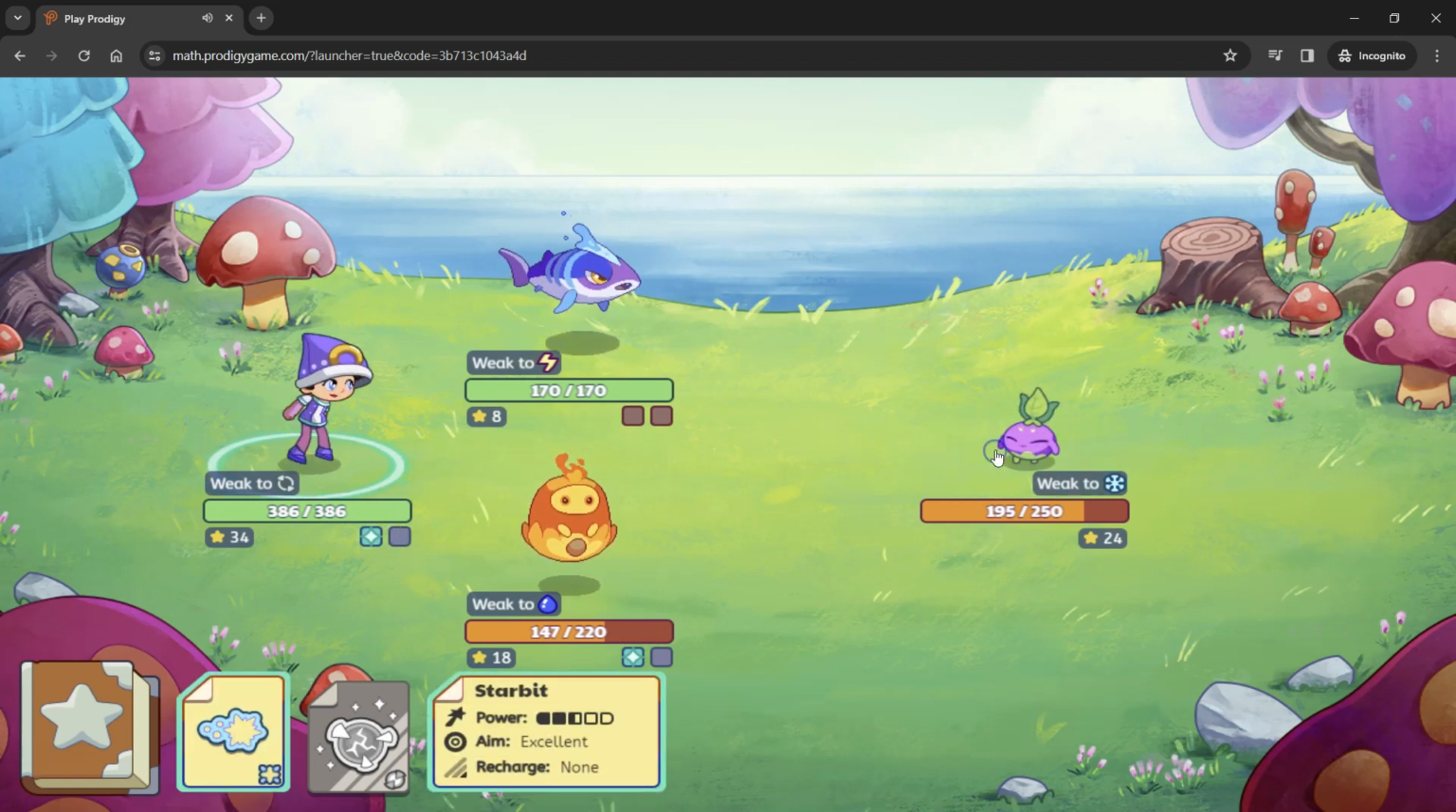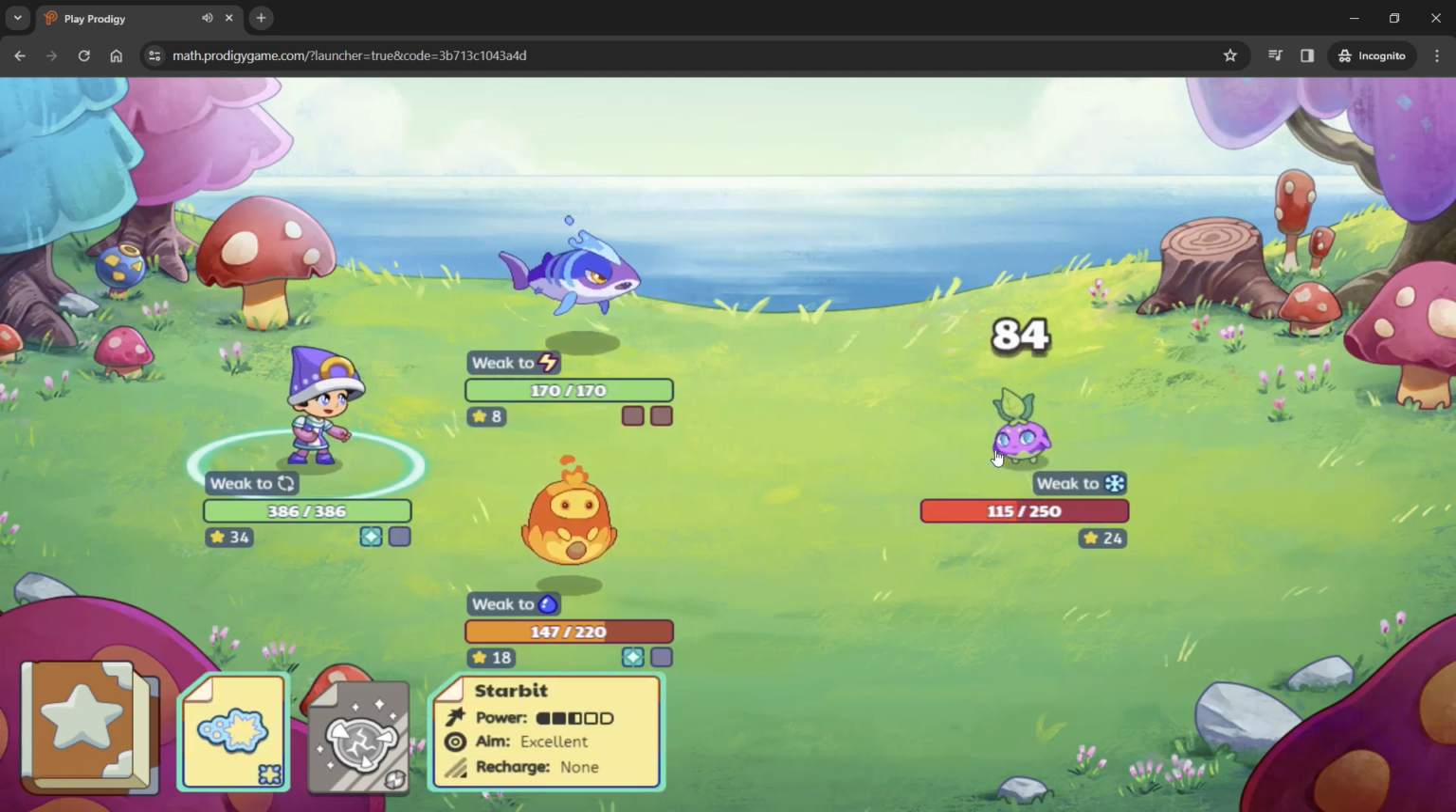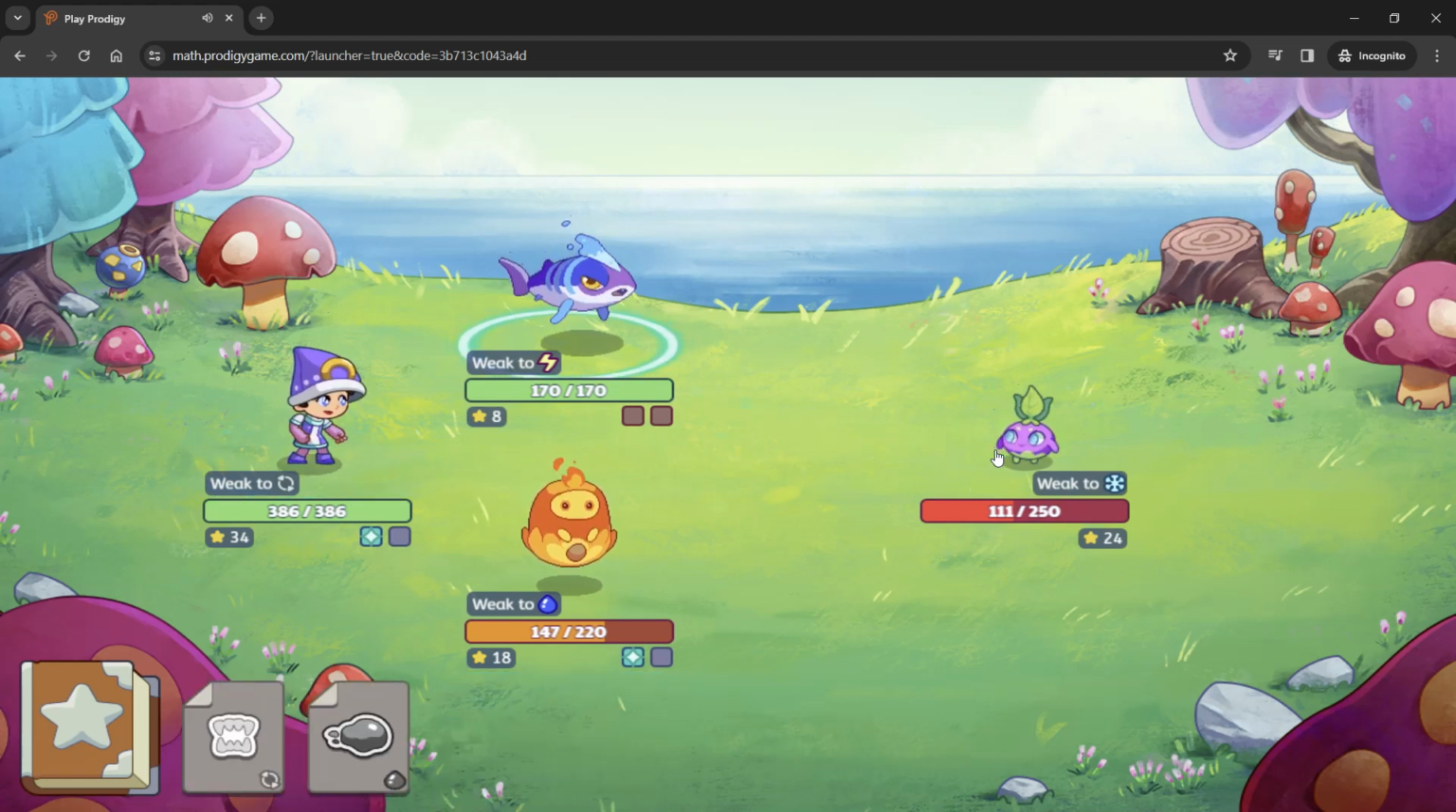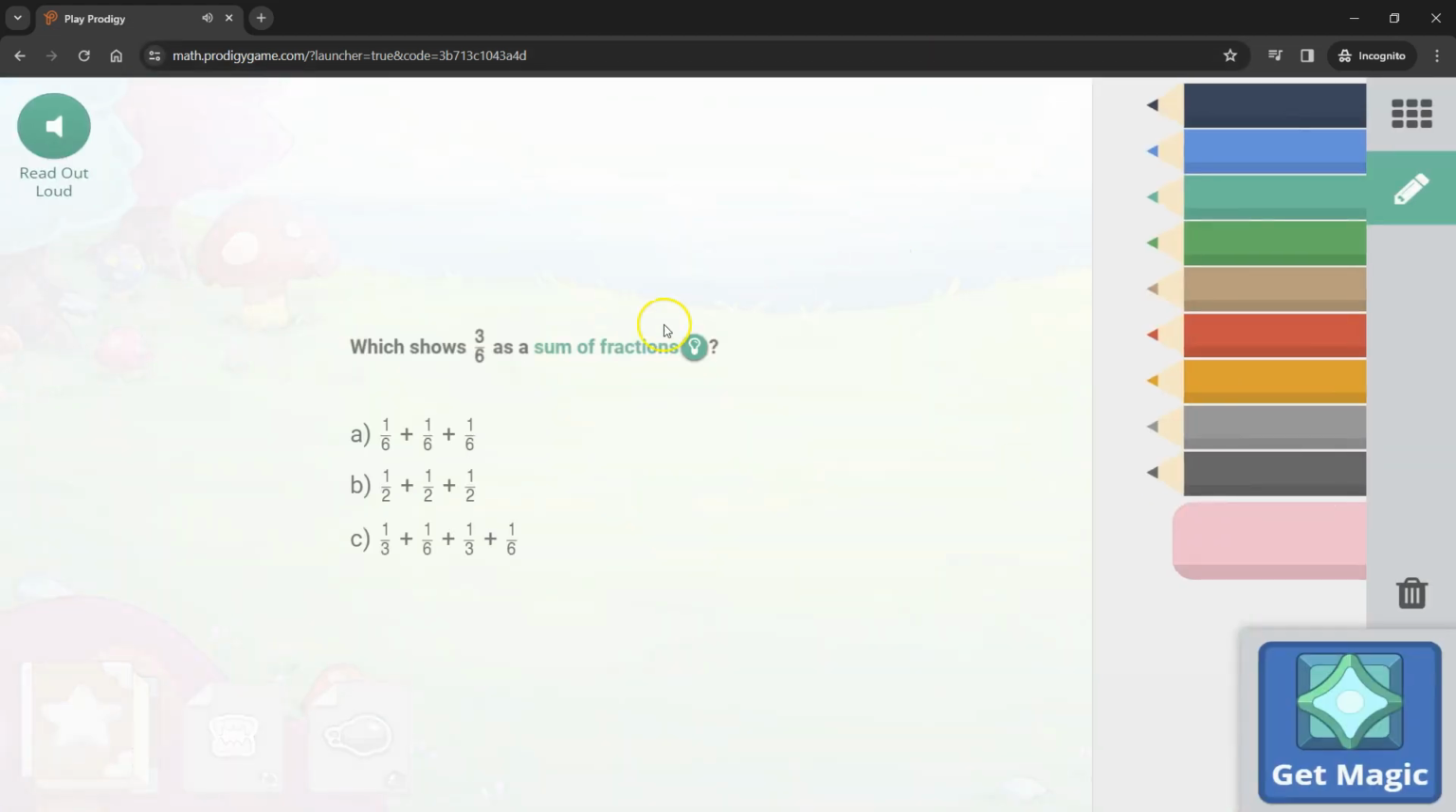Looks like we only have star bit. Ooh, that was pretty strong though. We'll take it. All right, 3/6. So this is kind of tricky.